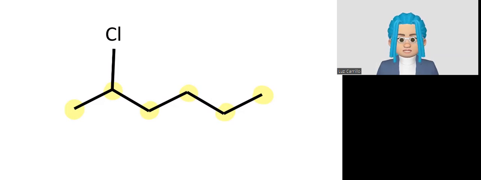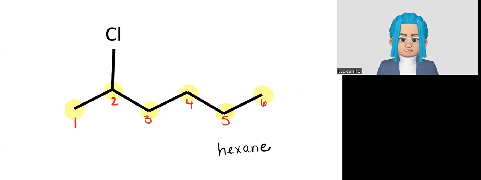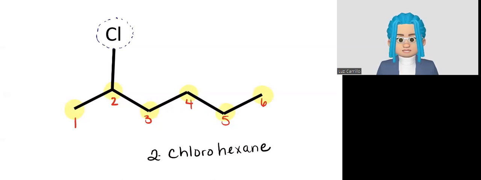So when I number this parent chain, this is carbon 1, 2, 3, 4, 5, 6. So when I name my parent chain, this is going to be hexane, because I have an alkane, and the parent chain has 6 carbon atoms. Then specifically, I have a substituent, which I'm here circling with dotted lines. That substituent is a chloro group. And within that hexane, it is specifically at position 2.